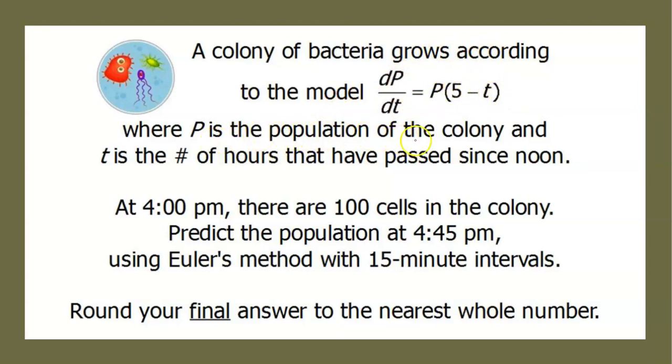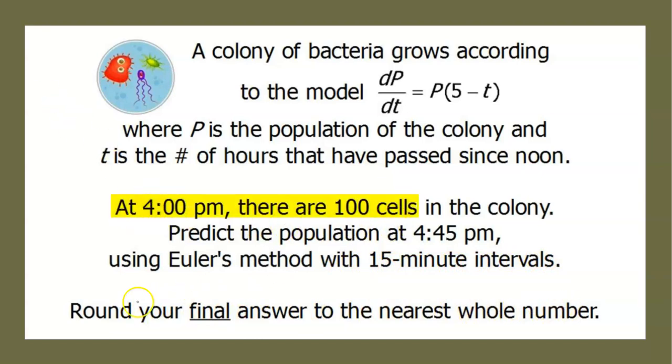where p is the population of the colony and t is the number of hours that have passed since noon. At 4 p.m., there are 100 cells in the colony. Predict the population at 4:45 p.m. using Euler's method with 15-minute intervals. Round your final answer to the nearest whole number.